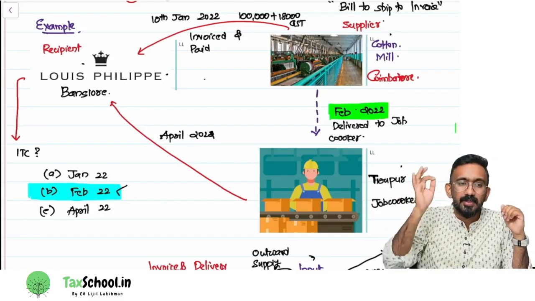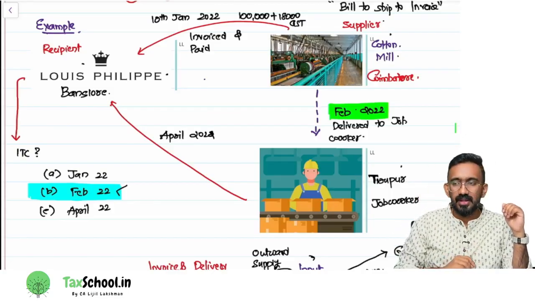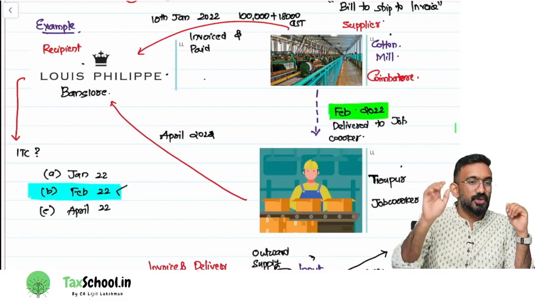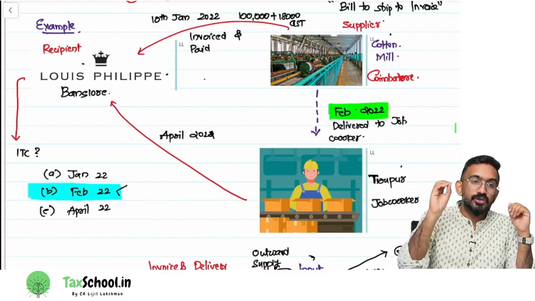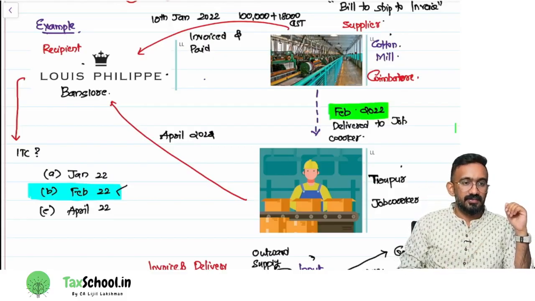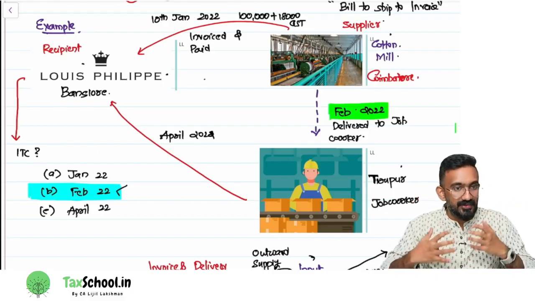Question here: who's the person who wants to take the input tax credit here? Who's going to take input tax credit here? It is Louis Philippe, because they are the one who purchased the product. Question to you guys would be this: when can Louis Philippe take the input tax credit? Can Louis Philippe take the input tax credit in April only, because they should have received the goods?